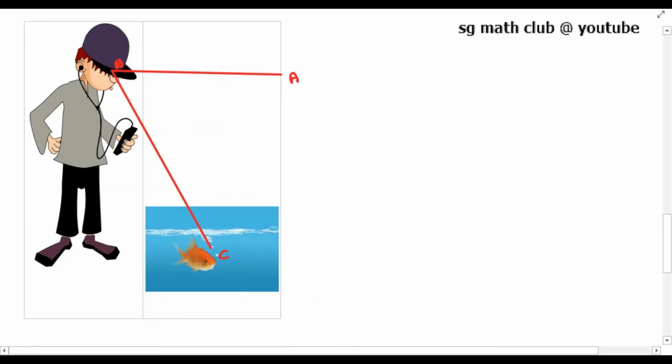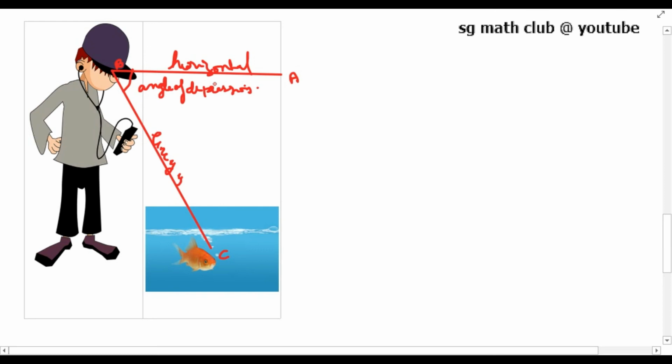Suppose a boy is looking at a fish below the water and he is looking down. So this is the horizontal level, and BC is the line of sight of that boy. So BC is the line of sight and AB is the horizontal level. You can see an angle formed between the horizontal level and the line of sight. So that is called the angle of depression.